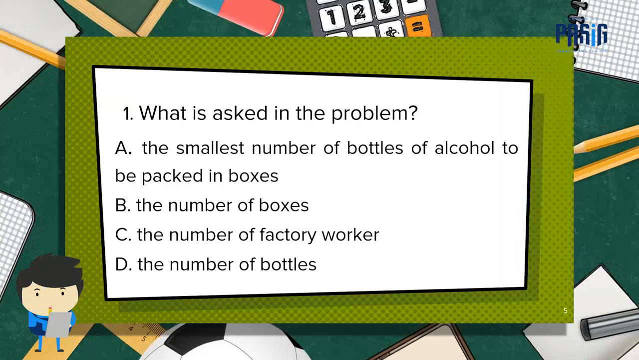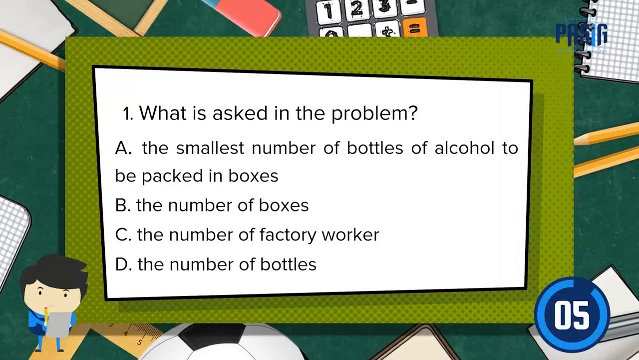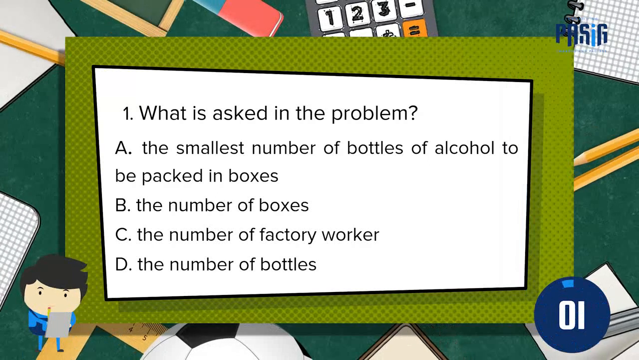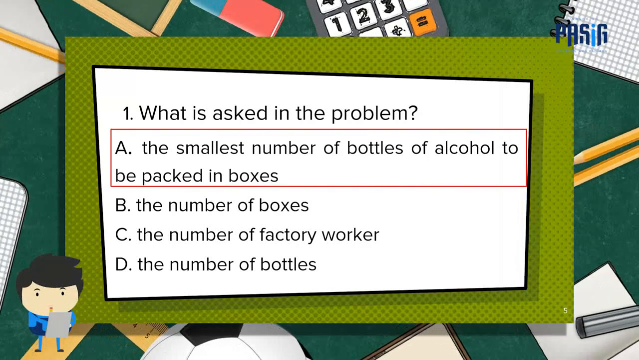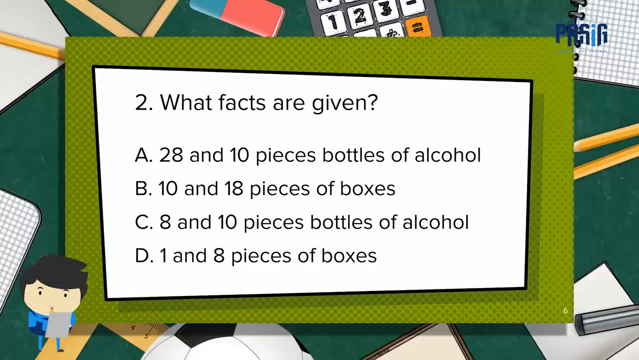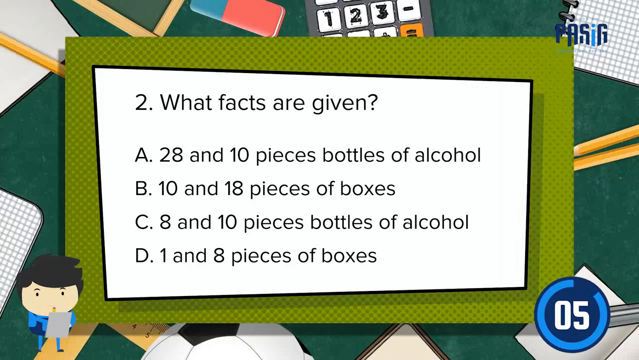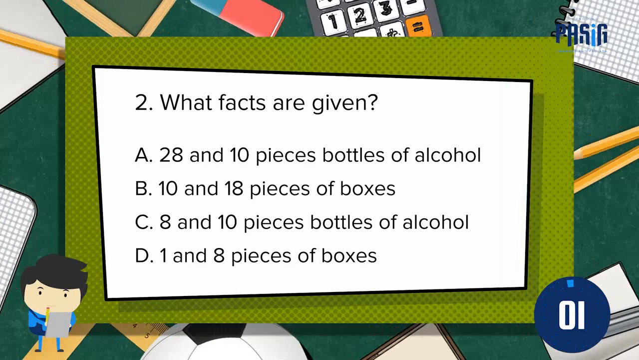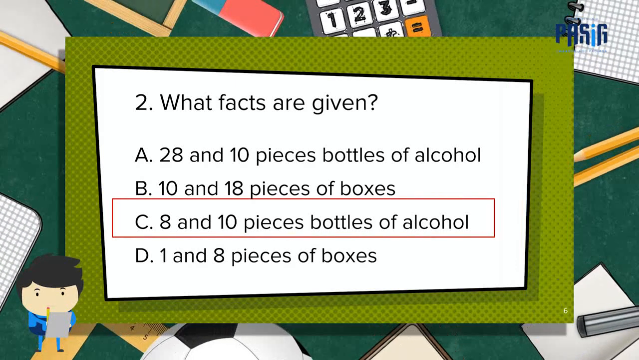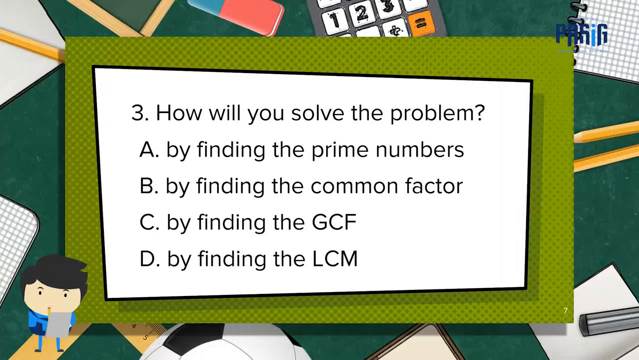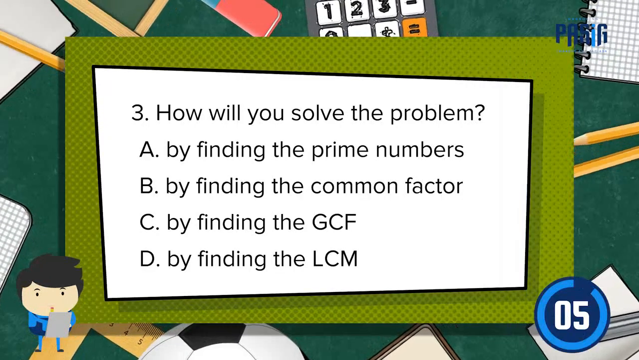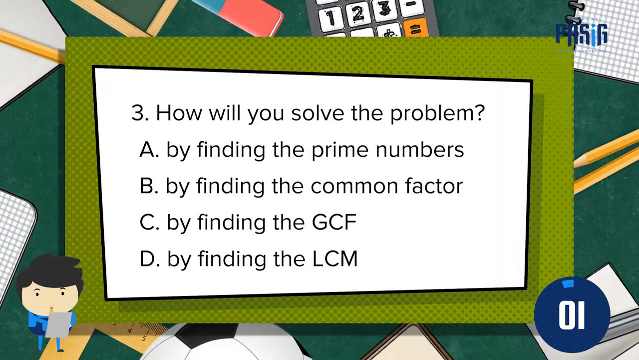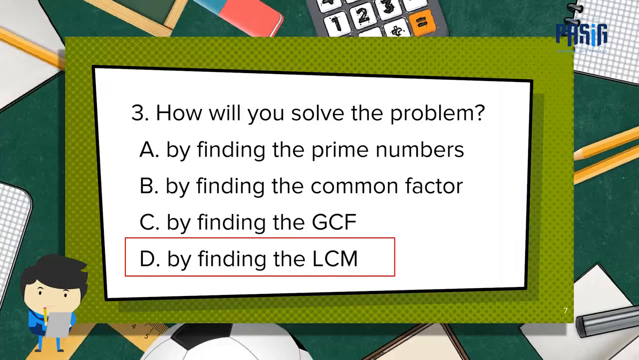Number 1. What is asked in the problem? And the correct answer is letter A. Number 2. What facts are given? And the correct answer is letter C. Number 3. How will you solve the problem? And the correct answer is letter D.